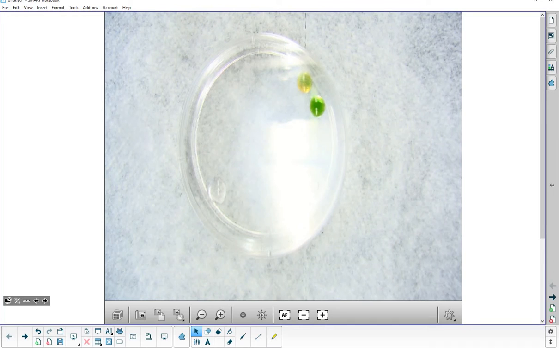There's just a little bit of green left. There's orange coming through a little bit more. So you've got to decide when you're going to call that.